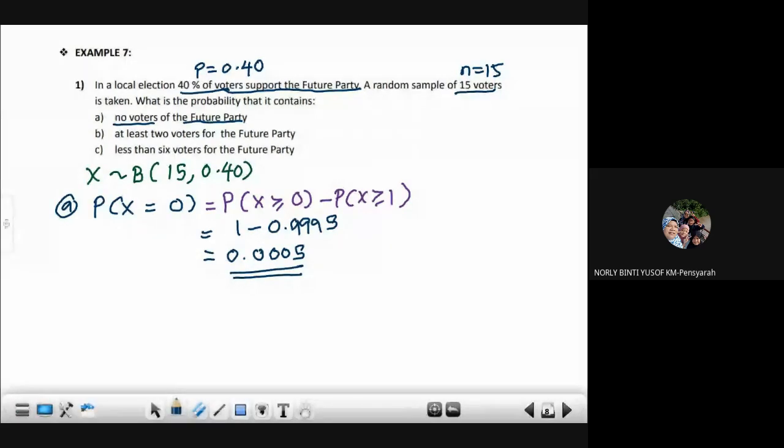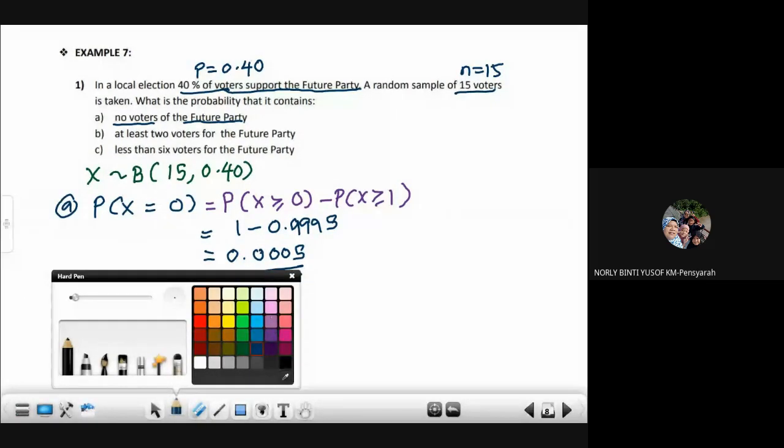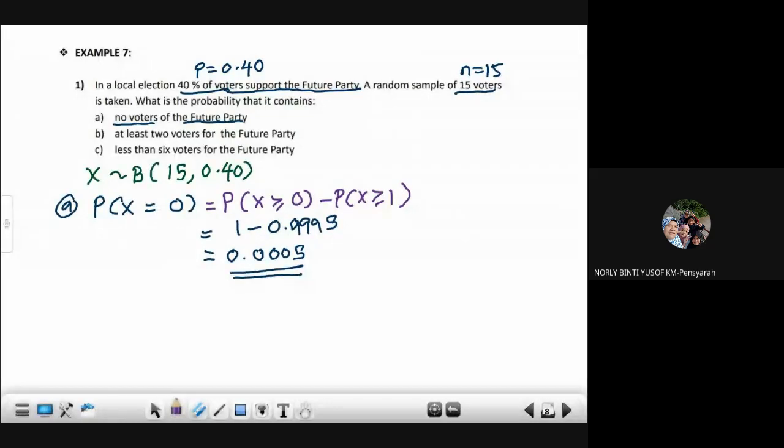Tapi kalau you nak pakai formula, pakailah NC0. Maknanya 15C0, 0.40 kuasa 0, 0.6 sebab 1 tolak 0.4, 0.6 kuasa 15. Sebab dia exactly kan? Boleh. Dua-dua akan dapat jawapan yang sama. Ni baca table lah. Tapi kalau you dah suka nak baca table, then baca je lah table. It's up to you. Okay, for exactly discrete. Okay, and then B, at least.